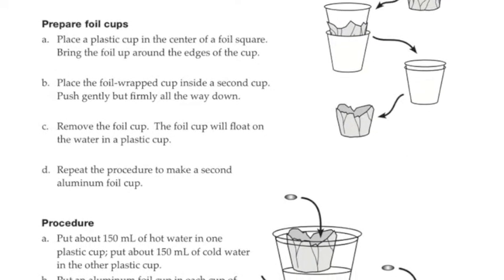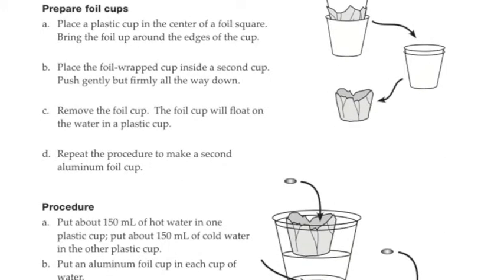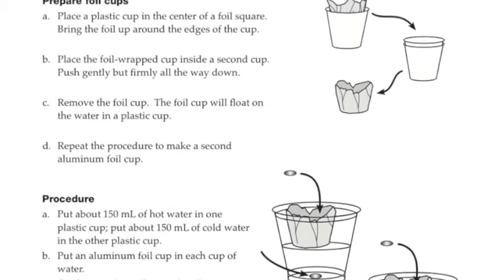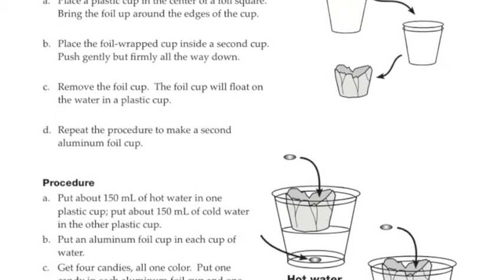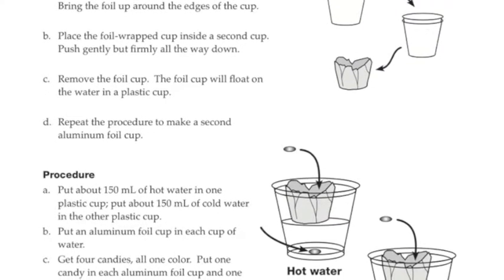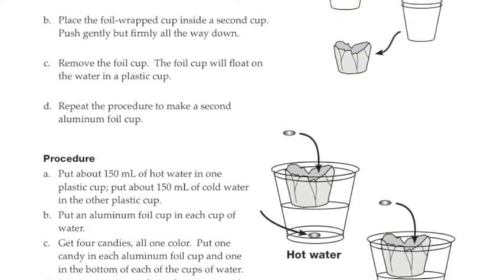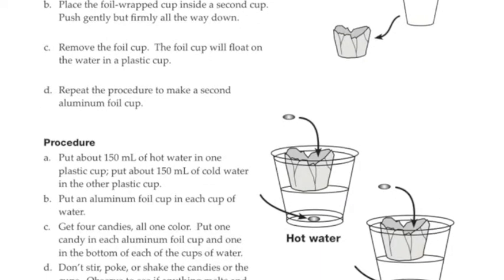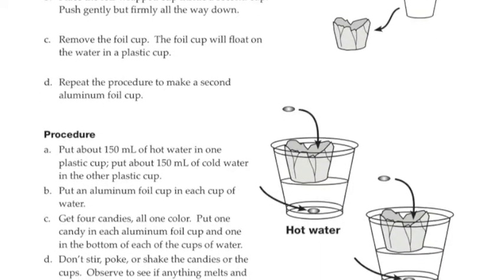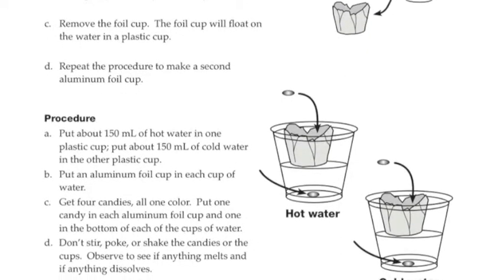Procedures. A. Put about 150 milliliters of hot water in one plastic cup. Put about 150 milliliters of cold water in the other plastic cup. B. Put an aluminum foil cup in each cup of water. C. Get 4 candies, all in one color. Put 1 candy in each aluminum foil cup and put 1 in the bottom of each of the cups of water. D. Don't stir, poke, or shake the candies or the cups. Observe to see if anything melts or if anything dissolves.